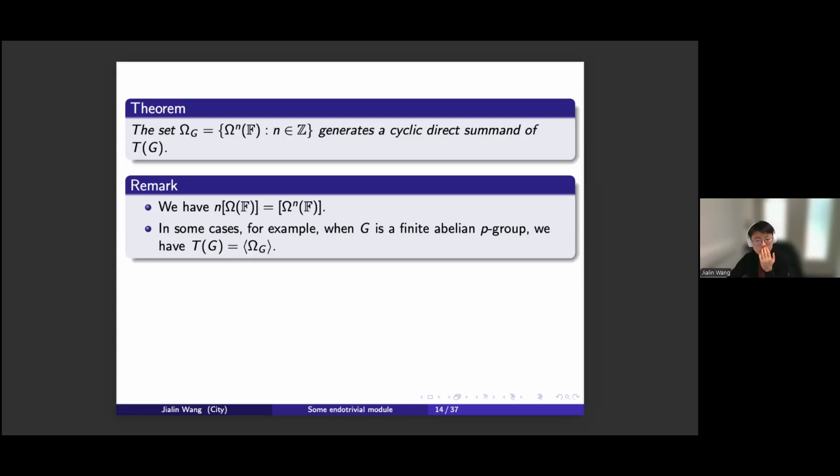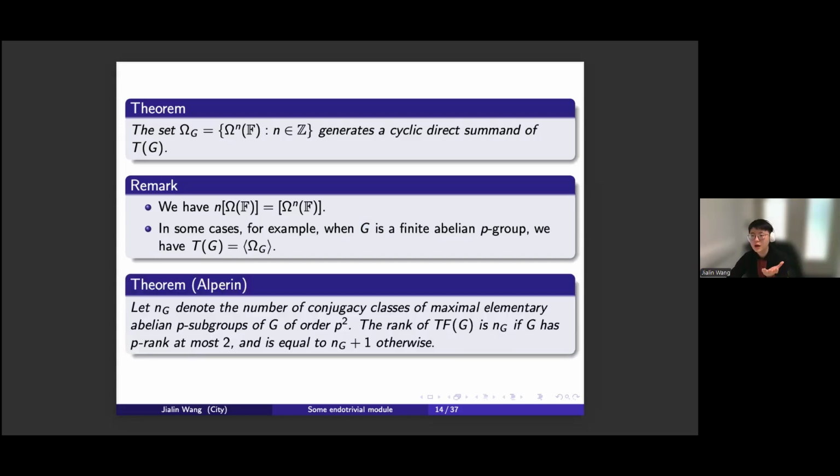Yes. So for the torsion-free part, we actually know the rank. This is done by Alperin. Alperin says: let NG denote the number of conjugacy classes of maximal elementary abelian p-subgroups of G of order p squared. Then the rank of the torsion-free subgroup is NG if G has p-rank no more than 2, and is NG plus 1 otherwise. So for the torsion-free part, we do know the rank. What's left to do is to figure out the torsion part and what the generators for the torsion-free part are.